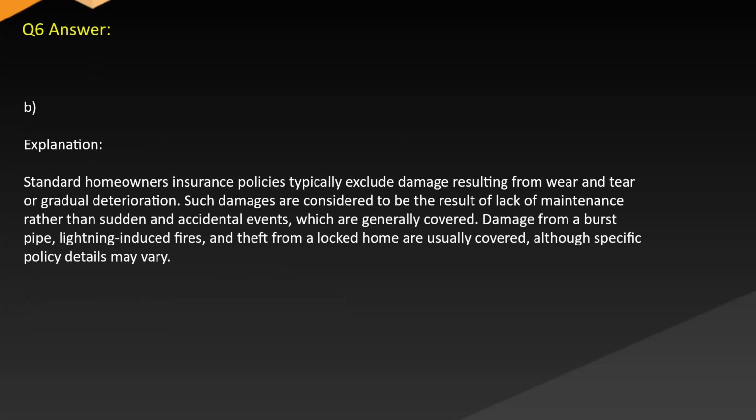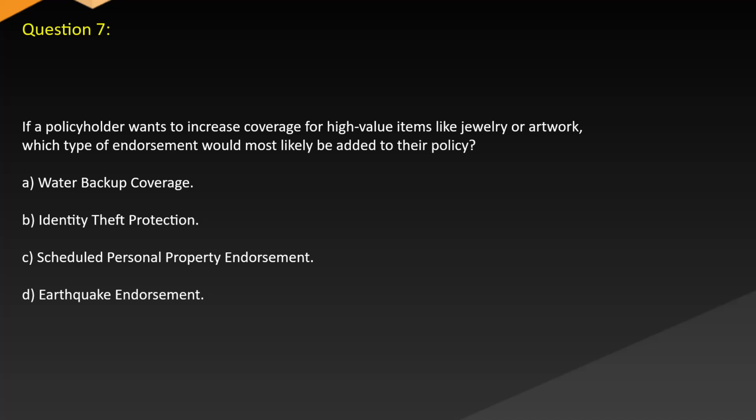Answer: B. Explanation: Standard homeowners insurance policies typically exclude damage resulting from wear and tear or gradual deterioration. Such damages are considered to be the result of lack of maintenance rather than sudden and accidental events, which are generally covered. Damage from a burst pipe, lightning-induced fires, and theft from a locked home are usually covered, although specific policy details may vary.